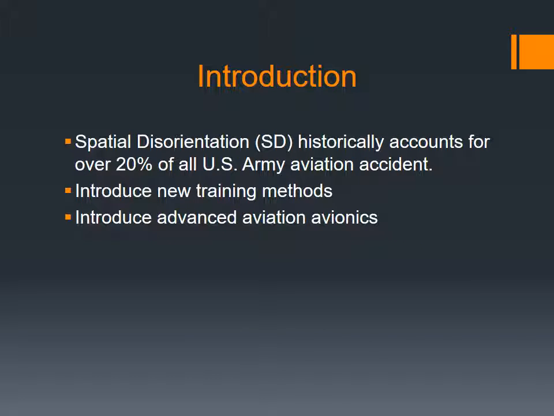The U.S. Army has a problem with spatial disorientation. Spatial disorientation has historically accounted for over 20% of all U.S. Army aviation accidents since 1971. In this presentation, we will introduce new training methods, including computer-based training and spatial disorientation specific flight simulation training. We will also introduce advanced aviation electronics, including enhanced ground proximity warning system and multifunction radar.